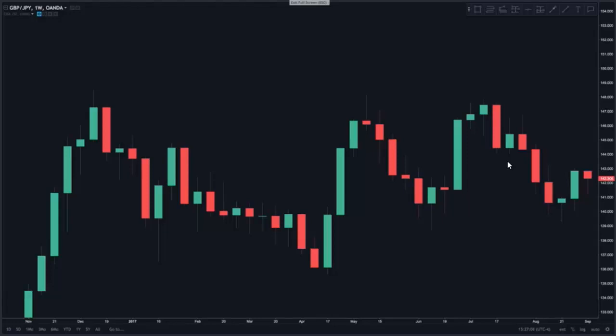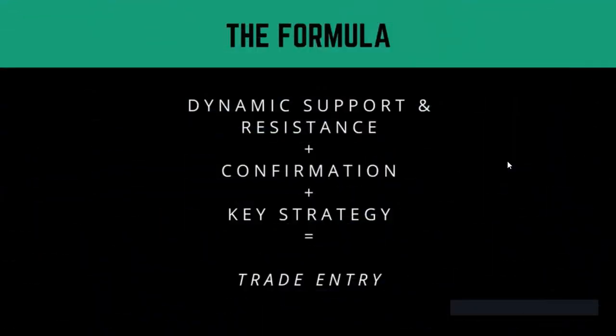Need confirmation. So here is the formula. You first need to find key dynamic support and resistance areas. Once price gets to these areas of dynamic SR, you need confirmation, meaning you need price action telling you that price is indeed reacting to these areas. And 3, you need a key strategy.